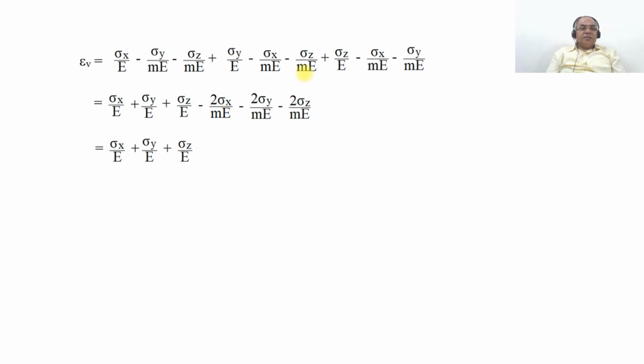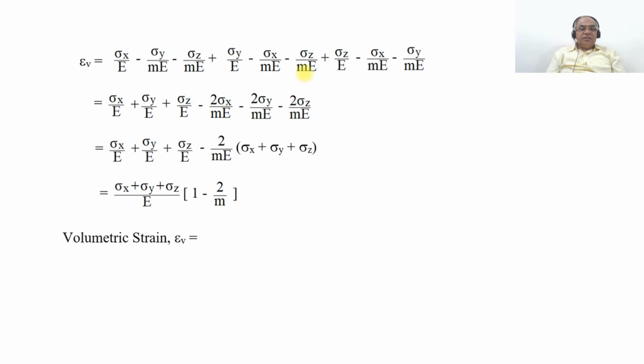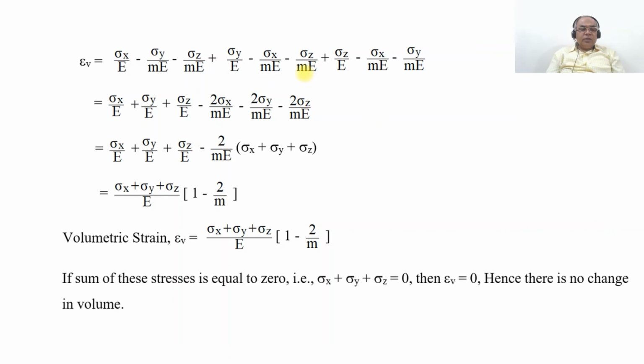Now take out the common factors: sigma X by E plus sigma Y by E plus sigma Z by E, minus 2 by M into E into sigma X plus sigma Y plus sigma Z. Now take 1 by E as the common factor: sigma X plus sigma Y plus sigma Z by E into 1 minus 2 by M. Therefore, the volumetric strain of the rectangular block will be equal to sigma X plus sigma Y plus sigma Z by E into 1 minus 2 by M.